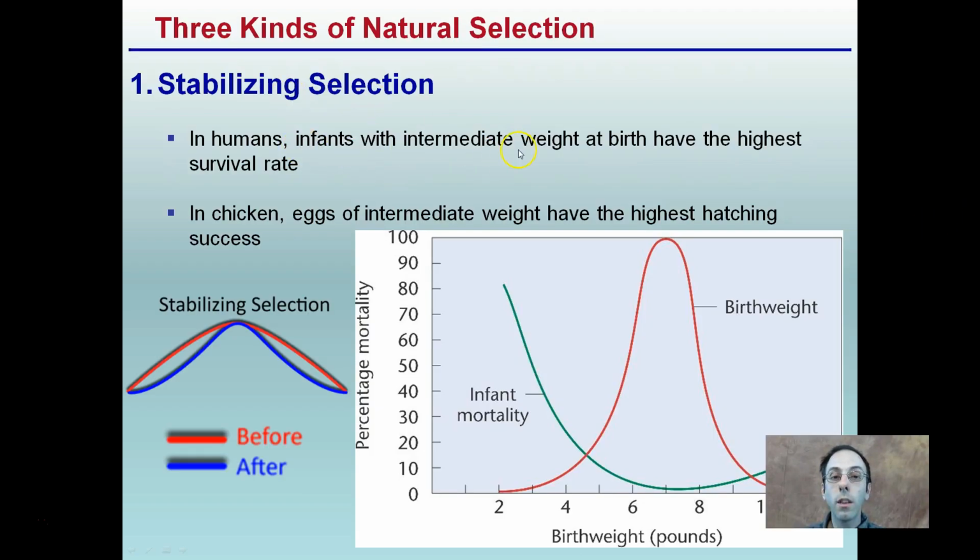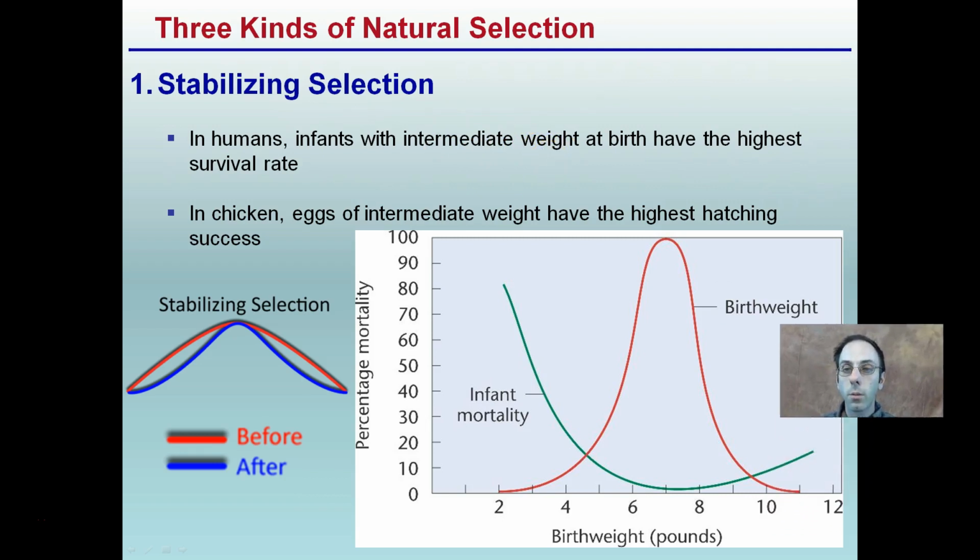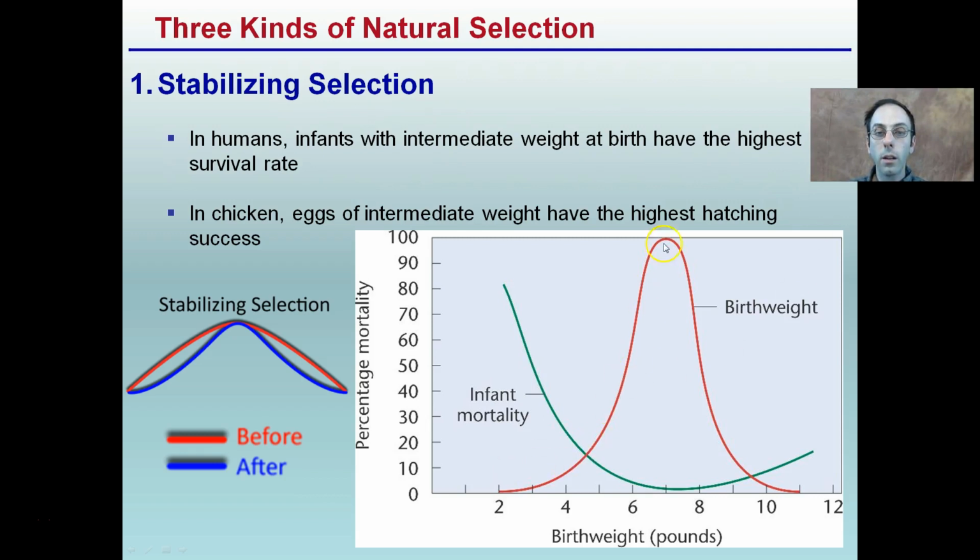In humans, infants with intermediate birth weight have the highest rate of survival. As we see here, we see our birth weight and our infant mortality. So our infant mortality decreases dramatically, but then actually heavier babies can also be at odds for infant mortality. In chicken, eggs of intermediate weight have the highest hatching success.